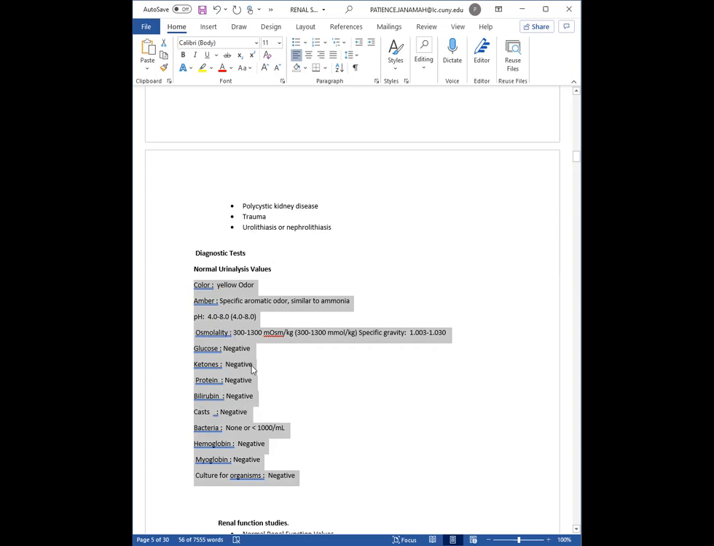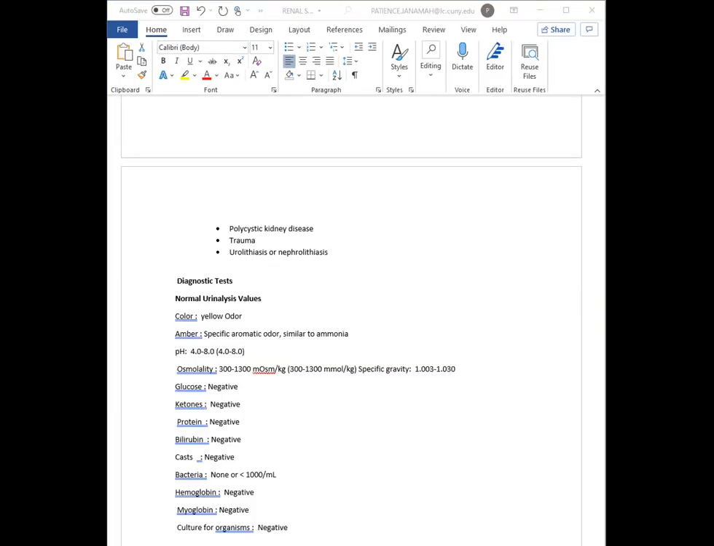So if the ketones have a number on it, if the ketones are high, I'm suspecting dehydration. This whole component here, from color down to culture for microorganisms, gives you the reading for urine. So if any, or two or three of these are altered, you can be diagnosed as having a urinary tract infection.